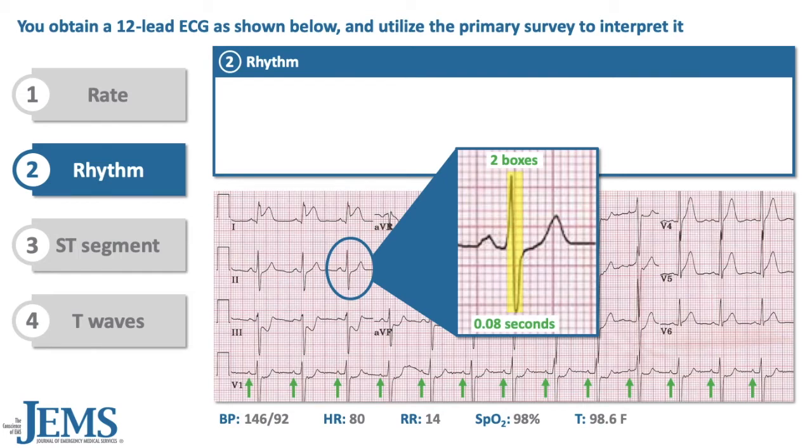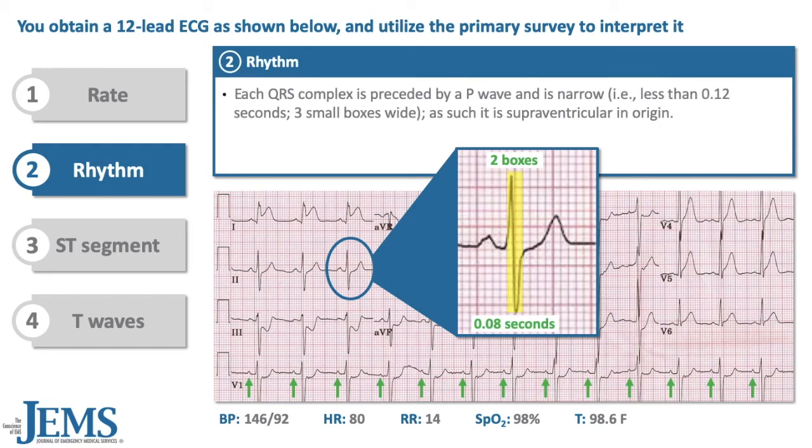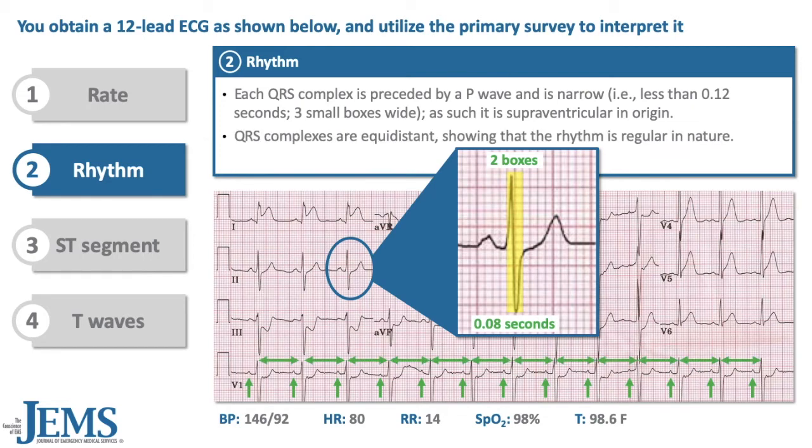That would be considered wide or abnormal. So since we have narrow complexes preceded by P waves, we can tell that this is a supraventricular rhythm. Additionally, the QRS complexes are equidistant, indicating that the rhythm is regular.